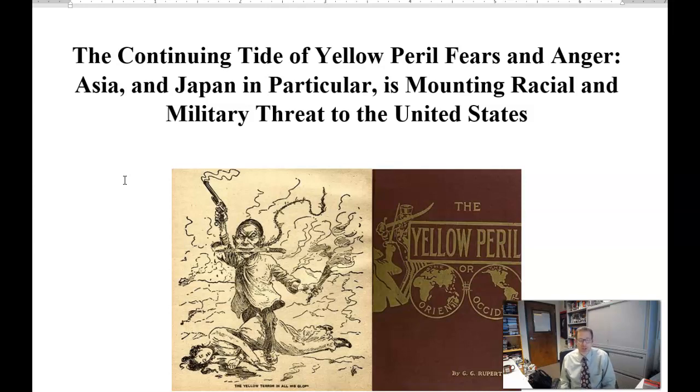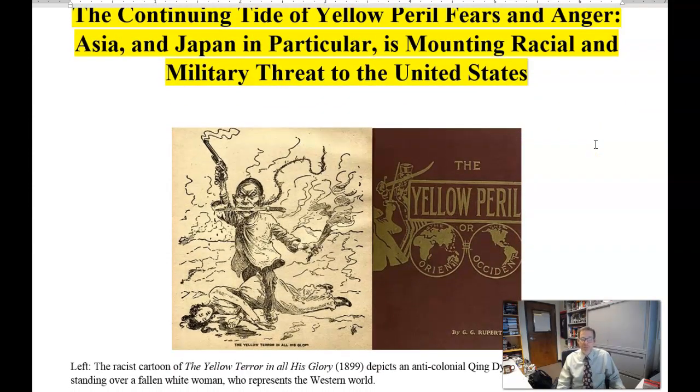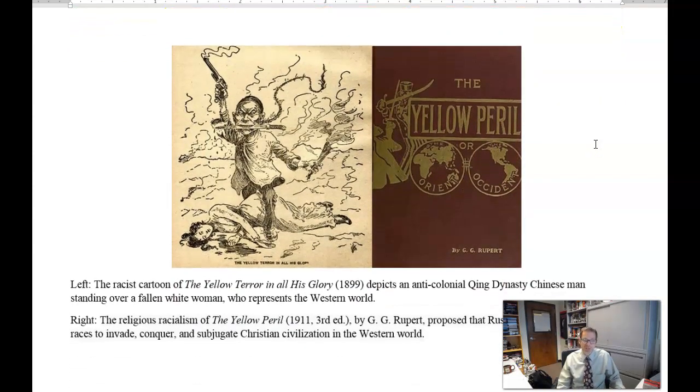So I want you guys to know this too. The continuing tide of yellow peril fears and anger continues to ripple inside the United States. And so you have a whole series of thinkers and writers describing this. That book on the right and the one on the left. The book on the left is Yellow Peril in all its glory.